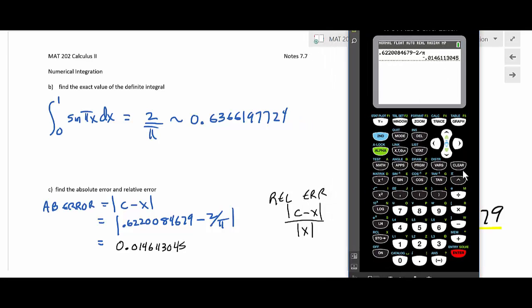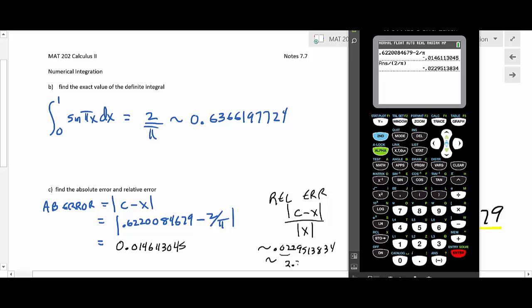So I'm going to do that on the calculator, just taking what I have. I've got the absolute error there, and I'm going to divide by 2 over pi, and I'll get a positive answer on that because of the absolute value. So that's about 0.022951334. In terms of a percentage, if you move the decimal over 2, that's about 2.295, round to whatever you want. About a 2.3% error is about what you get there.